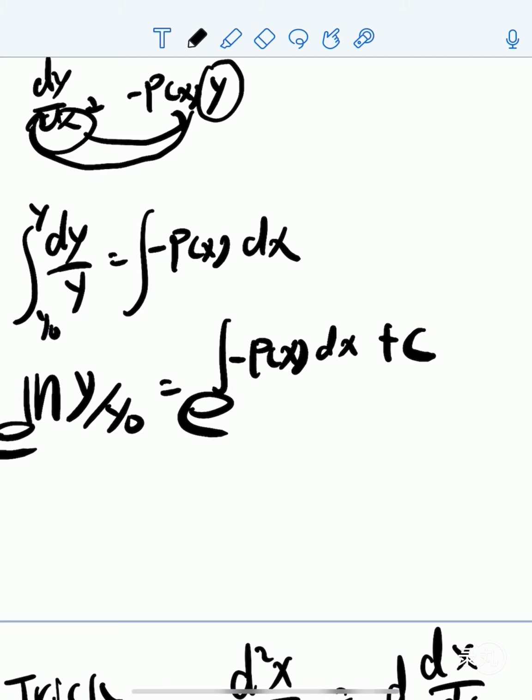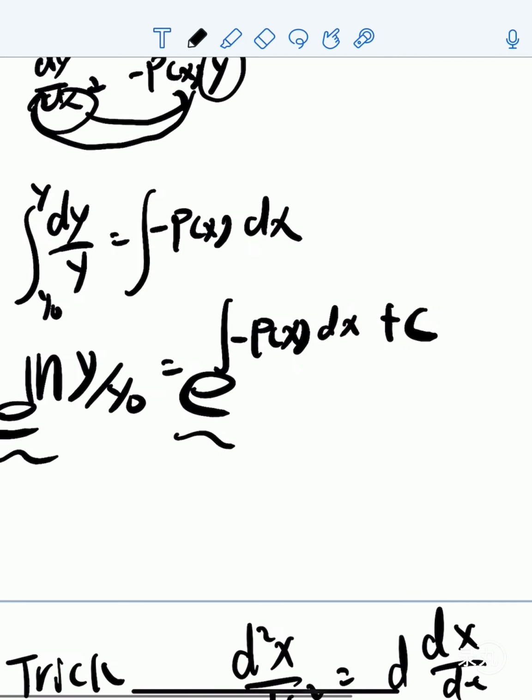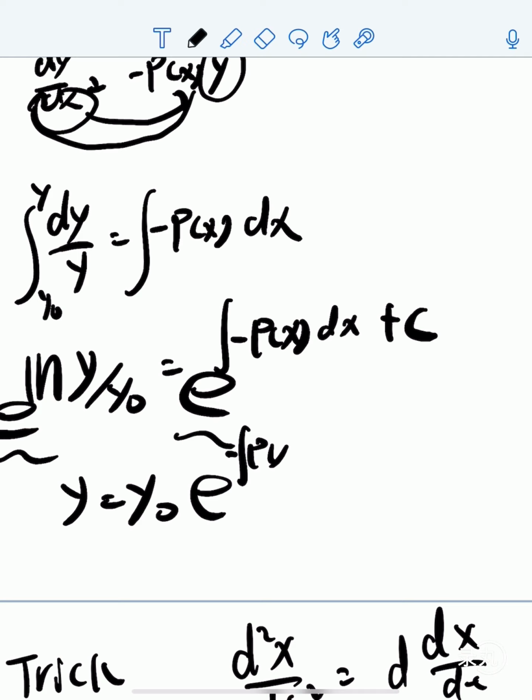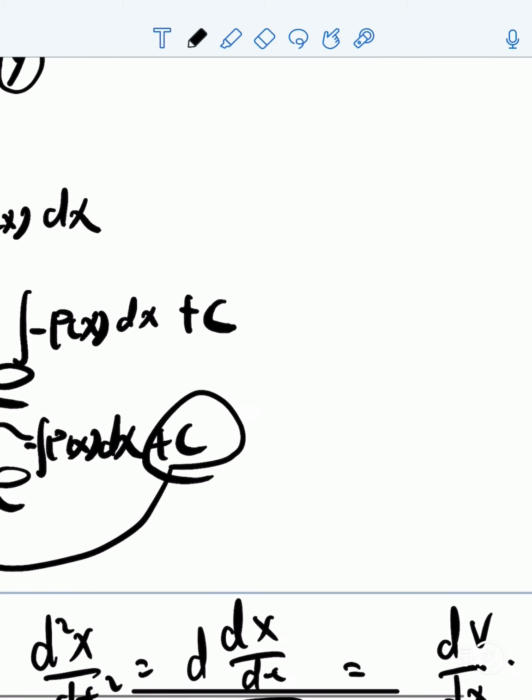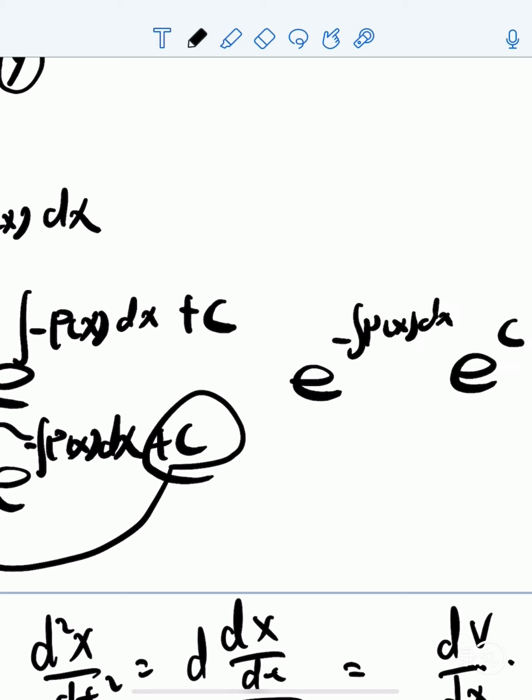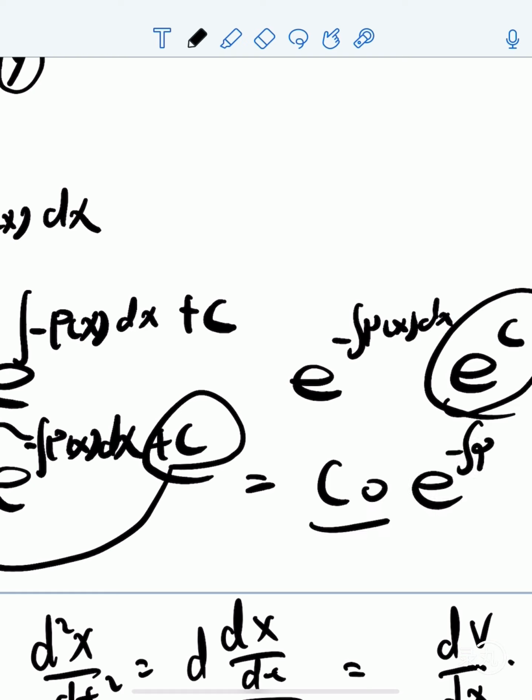If we power it by e, we get y equal to y0 e^(negative integral of p(x) dx plus c). We can separate it as e^(negative integral of p(x) dx) times e^c. This is a constant, and we treat it as times y0. This is also equal to a constant, and we can call it c.